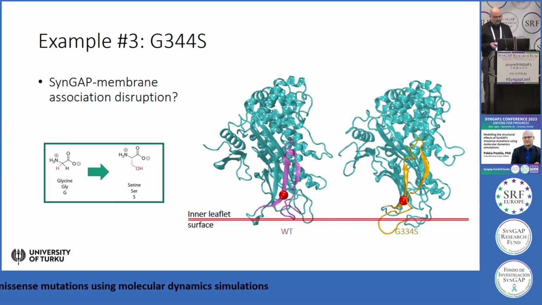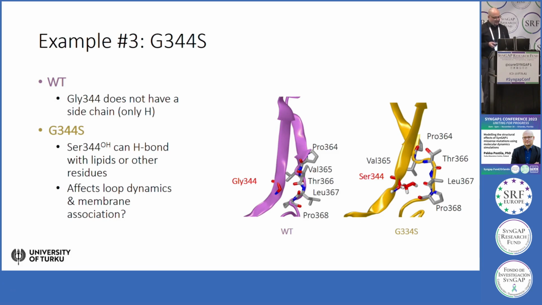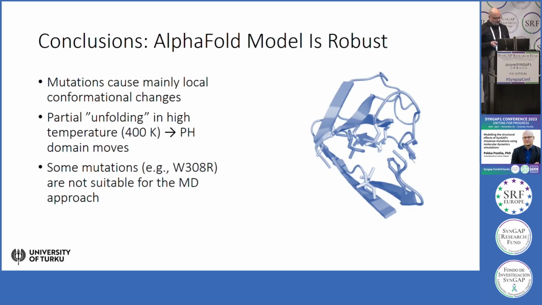Another example here is a glycine 344 serine variant, and basically here the mutation happens really close to the membrane, or where we think the membrane is. And once this exchange happens, now it starts to actually affect the loop dynamics. So glycine doesn't have a side chain at all, basically. It only has a hydrogen there, but serine has a hydroxyl group, so it's able to make hydrogen bonds with nearby residues, and also with lipids, and that will affect the membrane association.